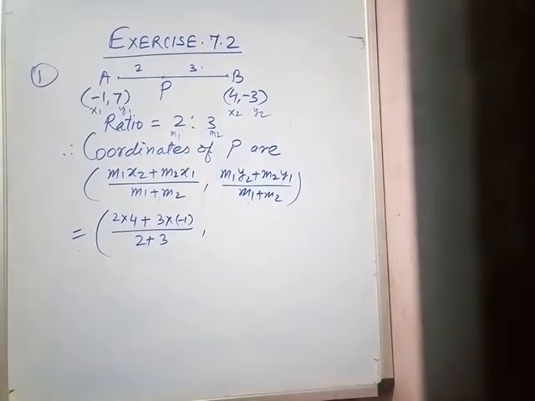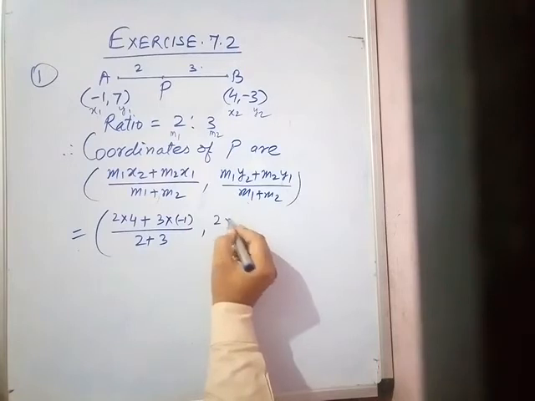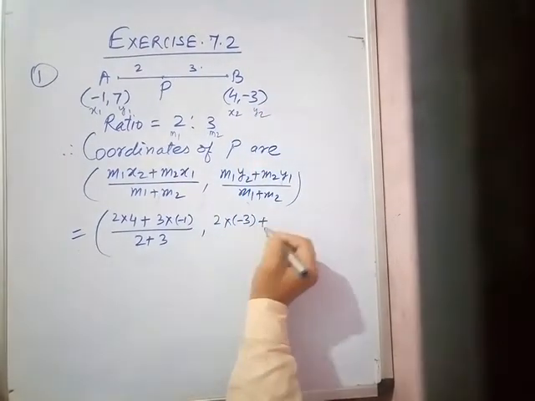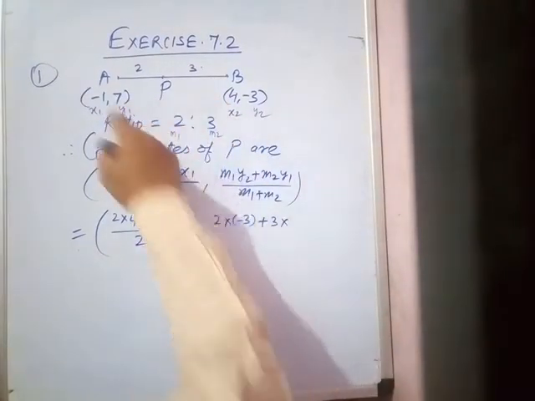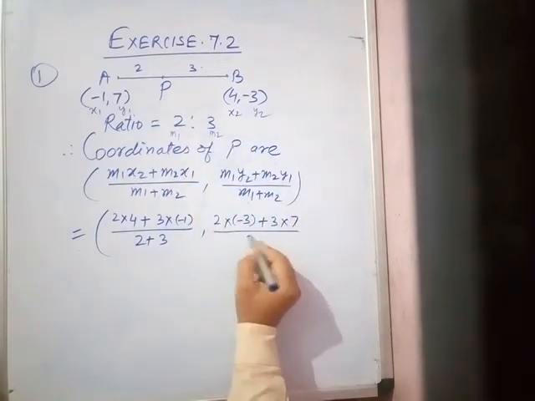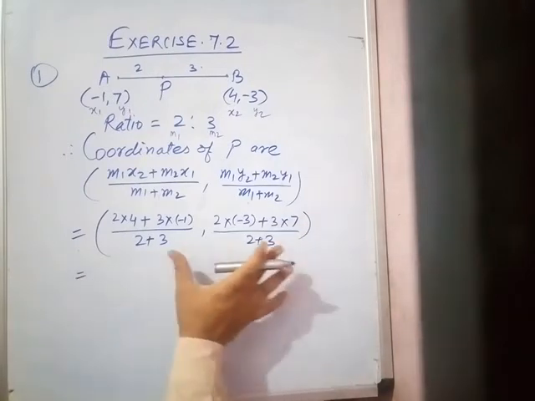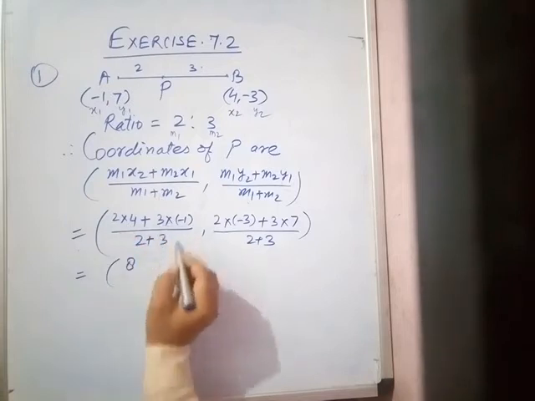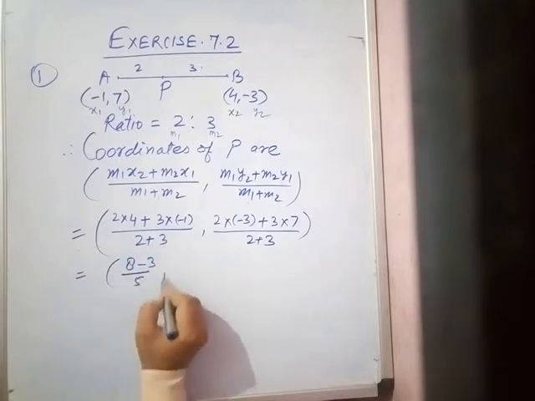Next, the y coordinate: m1 y2. So here m1 is 2 and y2 is minus 3, plus m2, that is 3, into y1, that is 7, divided by m1 plus m2, that is 2 plus 3. So by simplifying this, we get 4 into 2 is 8, and 3 into minus 1, that is minus 3, and 2 plus 3 is 5.